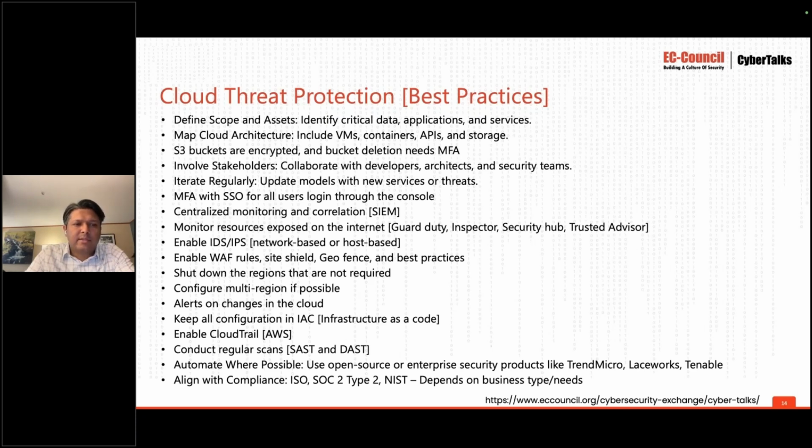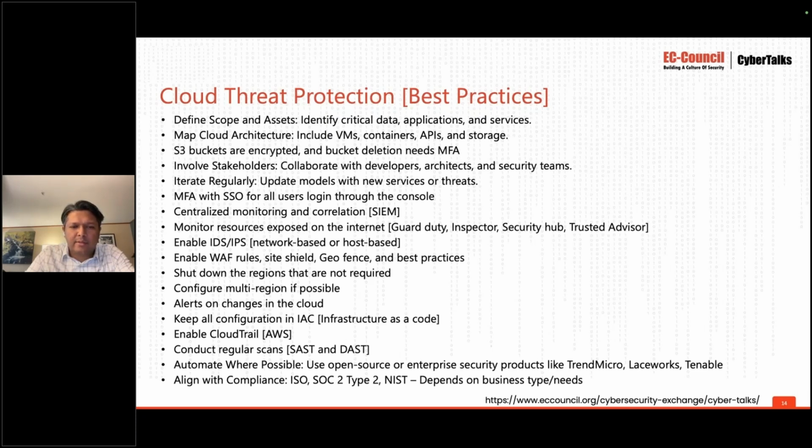Enable CloudTrail. CloudTrail is AWS logging, like any changes in AWS, any tags, anything, you will see the log in CloudTrail. Any reads, writes, anything in AWS, so it's pretty much required. Run regular scans, static scans if you're writing the code, dynamic scans for your web app, so you're pretty much aware of the vulnerabilities.